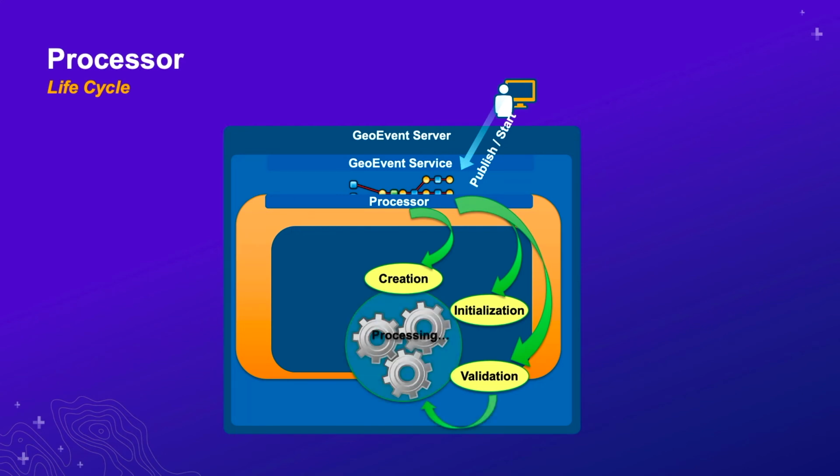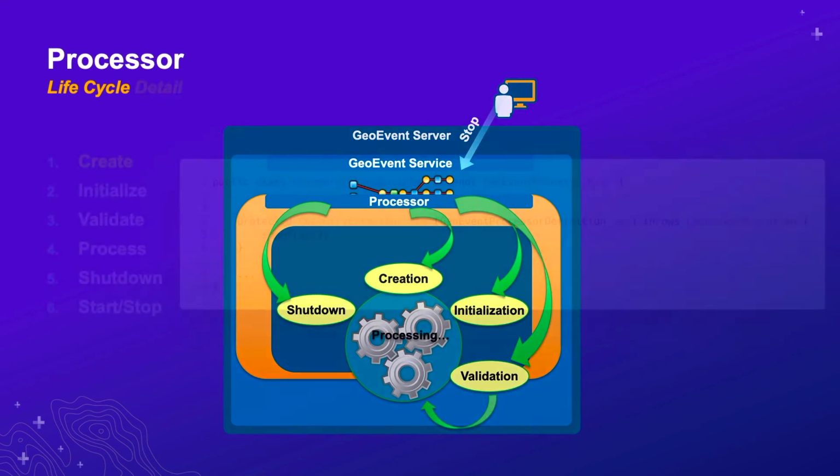That takes us to the processing stage. The processor will remain within this stage until the user decides to stop the GeoEvent service. This will cause the processor to shut down, freeing up any unneeded resources.